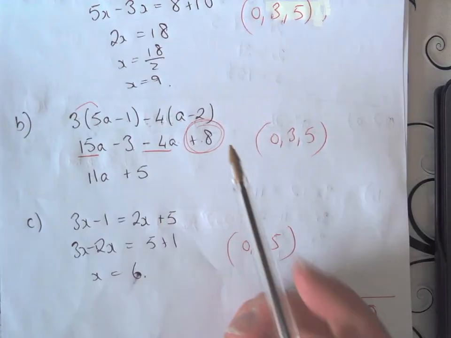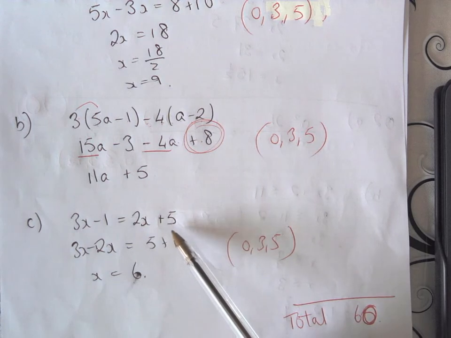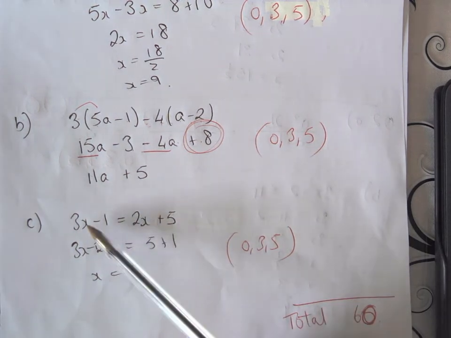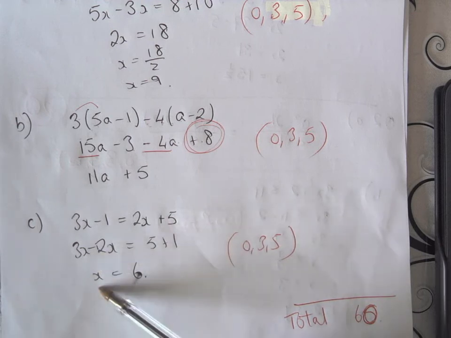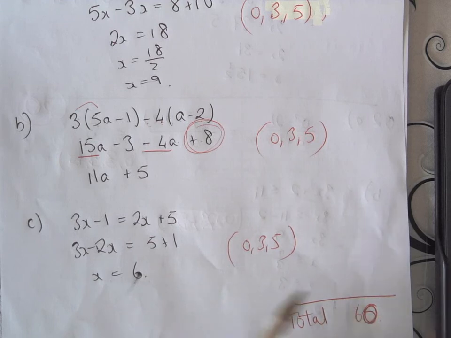And the last bit, 3x minus 1 equals 2x plus 5. So x is to one side, bring over the 2x becomes a minus, bring over the 1 it becomes a plus. So 3 minus 2 is 1, 5 plus 1 is 6, and that's you done. So it was out of a total of 60.